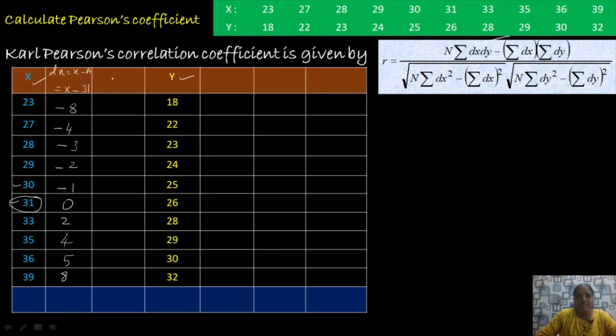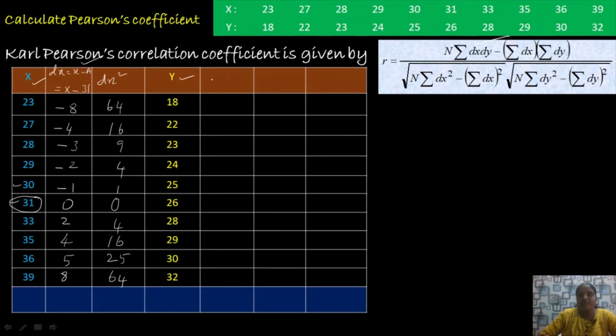And we calculate dx square. dx square is nothing but the square of this dx value. That is, minus 8 square is 64, minus 4 square is 16, minus 3 square is 9, minus 2 square is 4, minus 1 square is 1, 0 square is 0, 2 square is 4, 4 square is 16, 5 square is 25 and 8 square is 64.